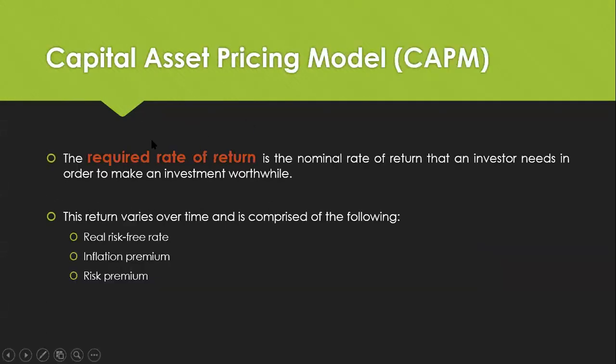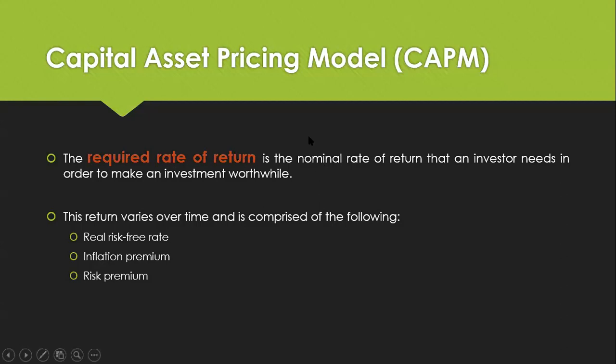Anyway, so the required rate of return is the threshold that we are going to use as investors in order to decide whether to undertake a particular investment or not. For example, if our required rate of return is 10%, and we are presented with an investment opportunity that only offers us a 9% return, then we will not accept that. In order to accept an investment opportunity, it must be at least equal to our required rate of return or more than that.